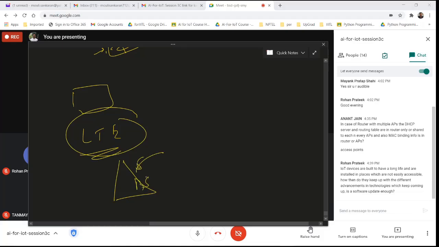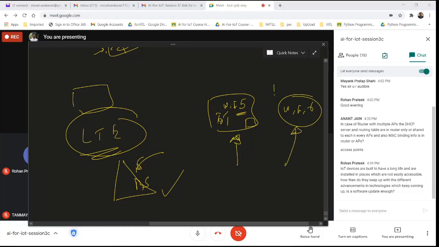They can update the software and then they can make it enable for different technologies. But it is not true. Suppose you have built an IoT device with the Wi-Fi 5 standard, and you don't expect this IoT to work with Wi-Fi 6. Now, how they manage is that normally these Wi-Fi routers are backward compatible. They have to be backward compatible.